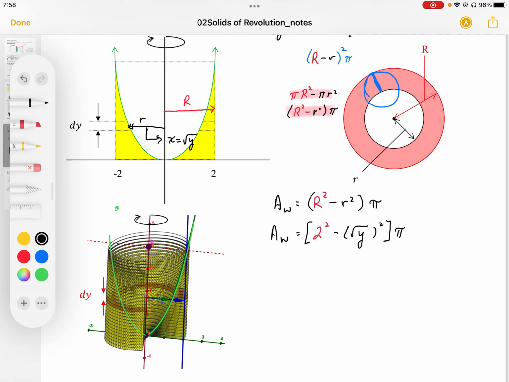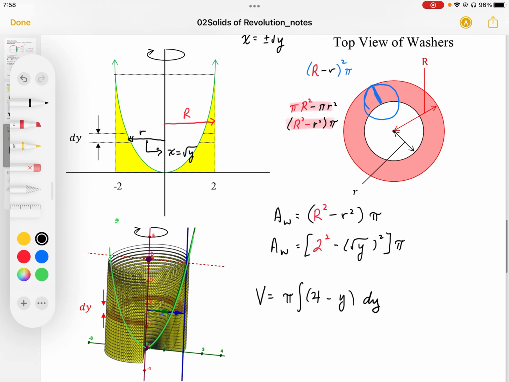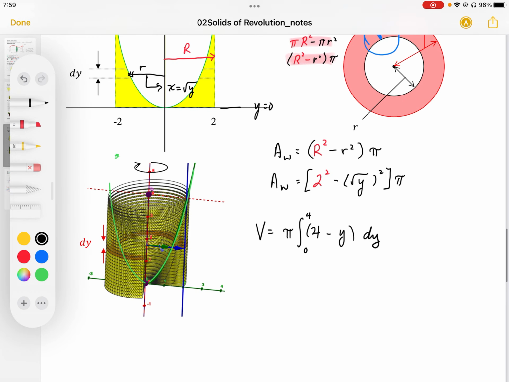And that's the key to finding these volumes. Once we have the cross-sectional area, our volume can be generated by integrating the area, 2 squared minus root y squared. We're going to times that by pi. We're going to give it a thickness of dy, and we're going to integrate this from y equals 0. So we're going to start at the bottom here at y equals 0, and go all the way up until y equals 4, where it intersects x equals 2. So our integral is going to be from 0 to 4.